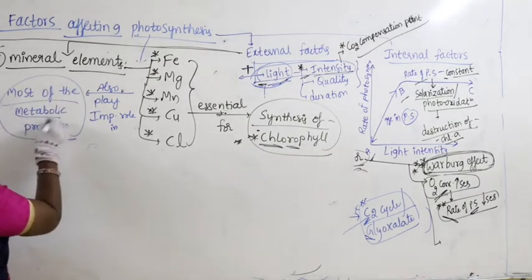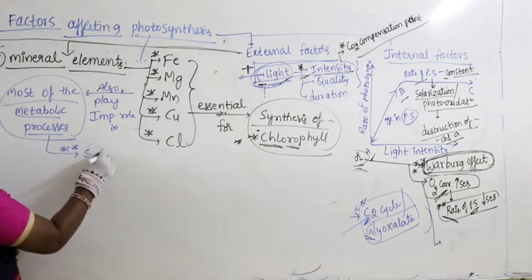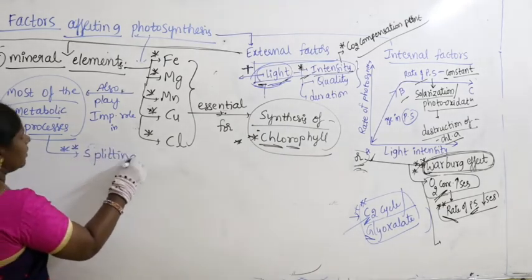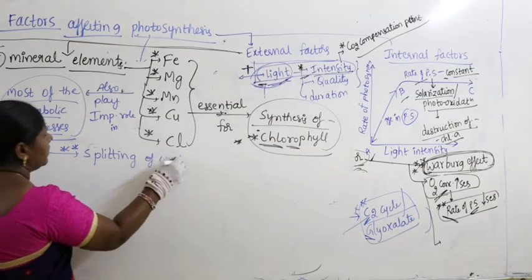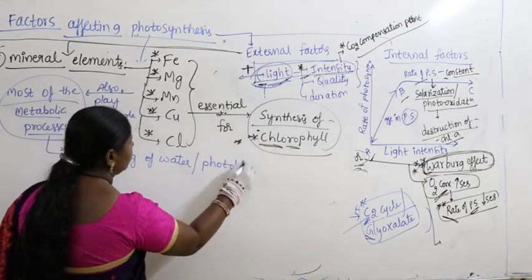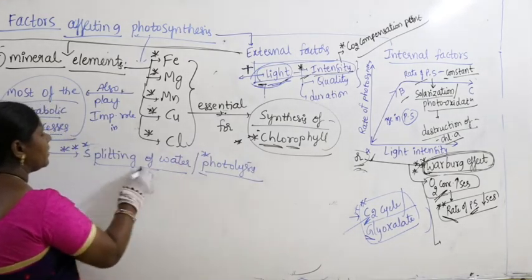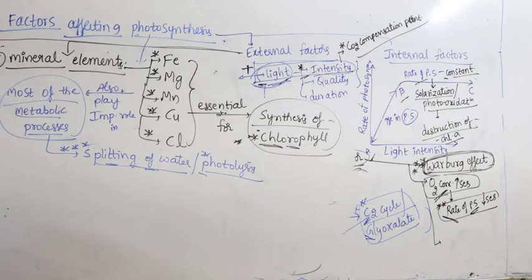Right? If you talk about photosynthesis, even they play an important role in the splitting of water, or what we call photolysis of water. I think you remember, even for splitting of water we require manganese, chlorine and all that, right. So mineral elements act as one of the external factors.